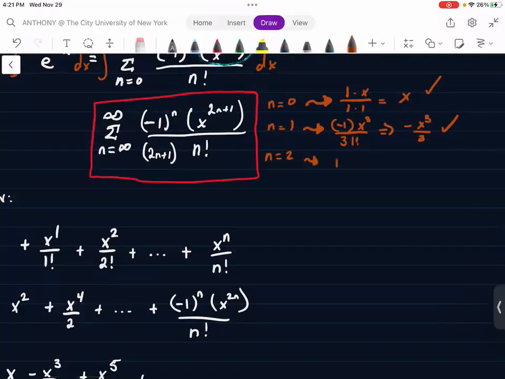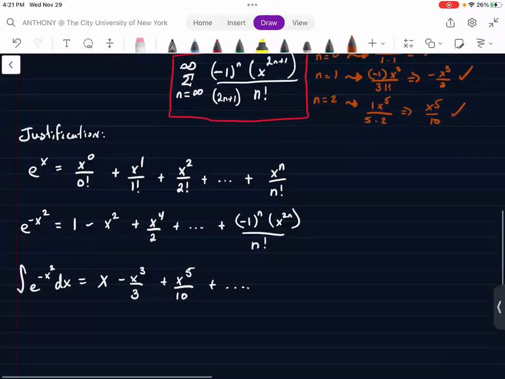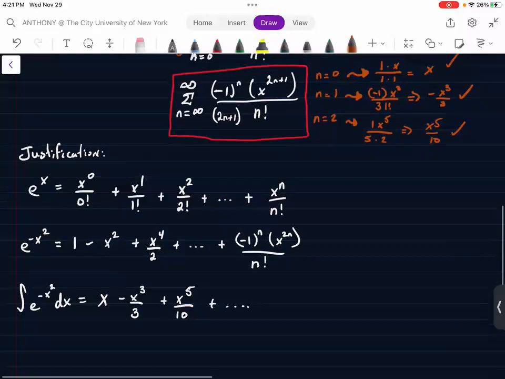Well, that's going to be a positive 1 again. This will be now x to the fifth over 2 times 2 plus 1, which is 5, times 2 factorial, which is 2. So this is now x to the fifth over 10, which is exactly our third term. So our justification works. You don't have to do the justification. I'm just showing you why it worked.